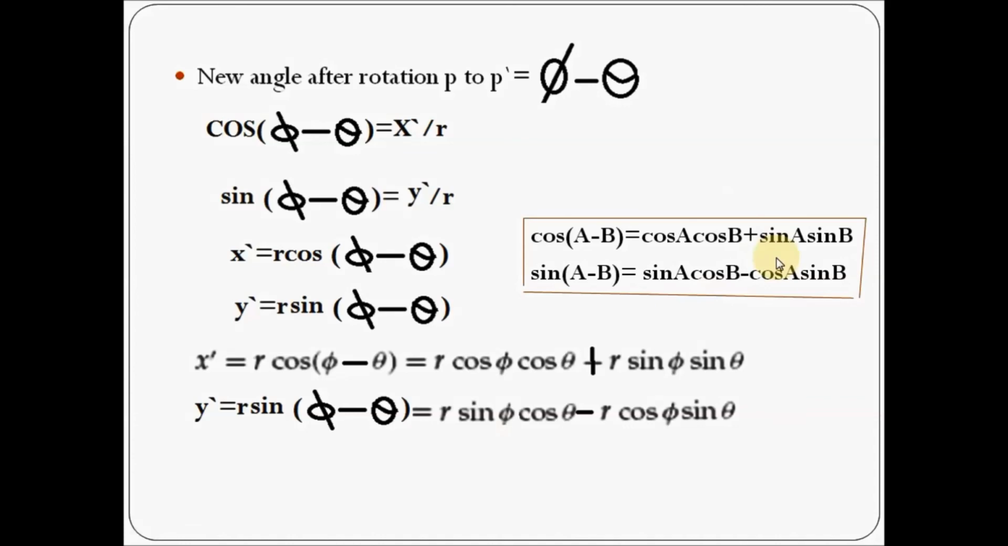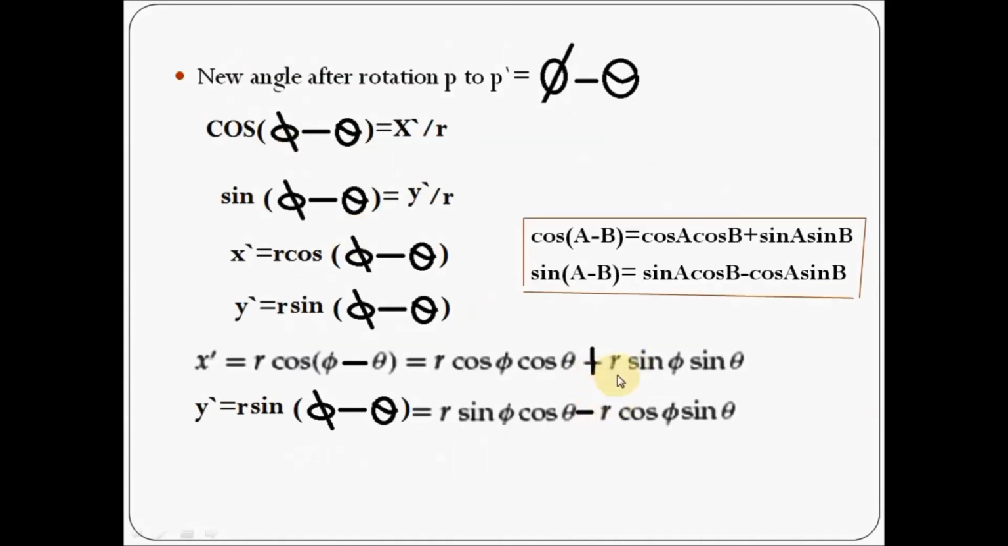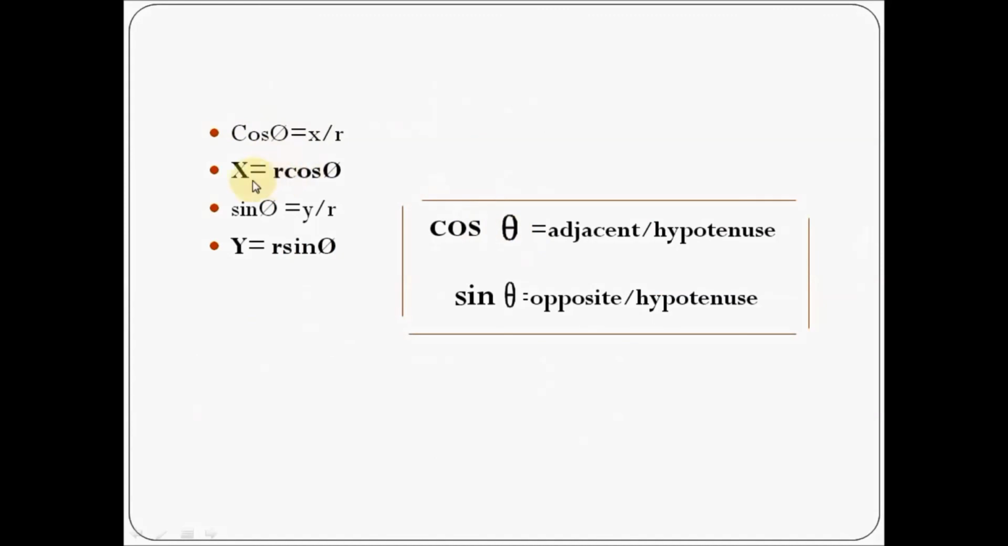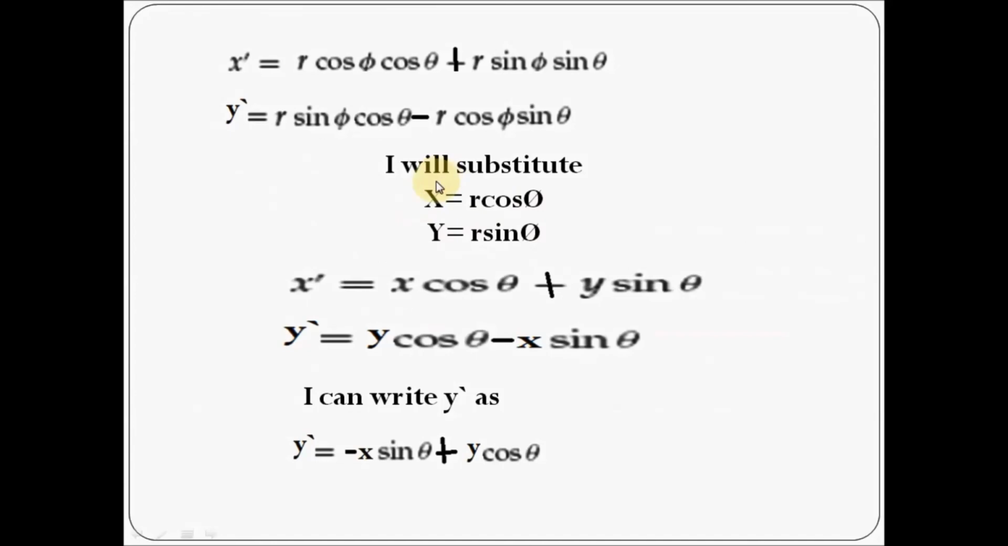Now what is the next step? What are the values of x dash and y dash? We just found the values, right? X dash is r cos phi cos theta plus r sin phi sin theta. Y dash is equal to r sin phi cos theta minus r cos phi sin theta. Now I will substitute the values. We found that x is equal to r cos phi, y is equal to r sin phi. So we will substitute these values here.